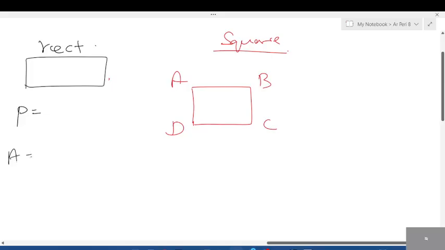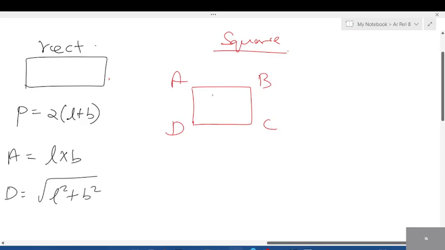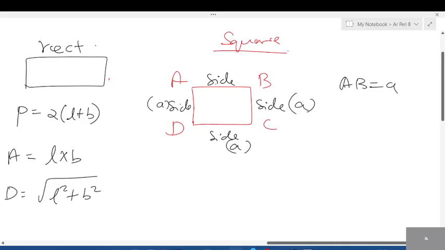Perimeter, area, diagonal. Perimeter for a rectangle was 2 into L plus B. So basically, what do we do for perimeter? We add all four sides, right? Even for square, it is the same, students. For square, you can call each side as A. If one side is A, all four sides are equal, so all the four sides will be A.